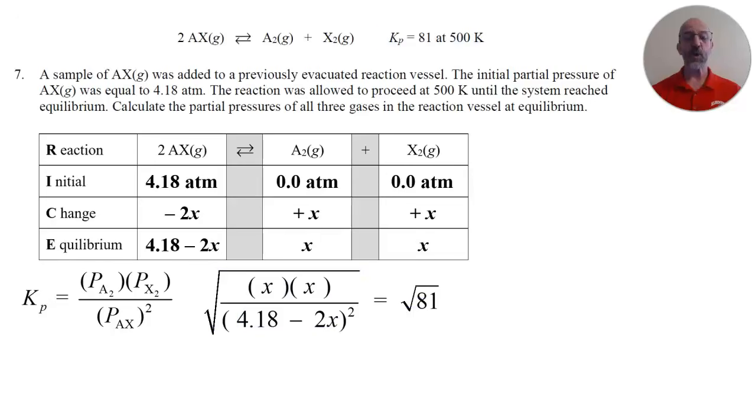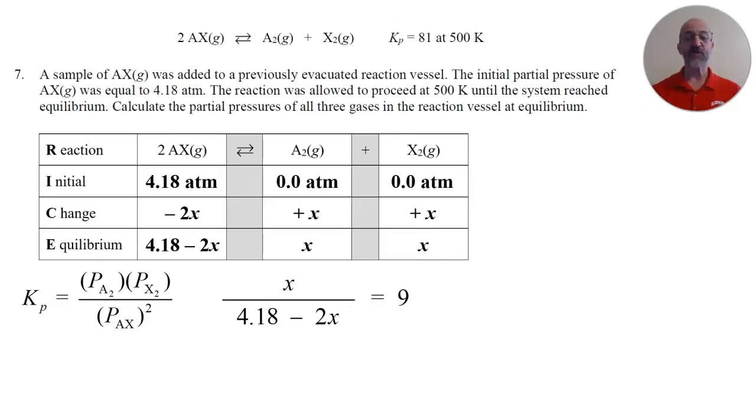So what is the square root of x squared? Well, that will just be x. And what is the square root of the quantity 4.18 minus 2x squared? Well, that will just be 4.18 minus 2x. And what is the square root of 81? Well, that will be 9. So now I have greatly simplified this equation by taking the square root of both sides. So now I have x divided by the quantity 4.18 minus 2x is equal to 9.